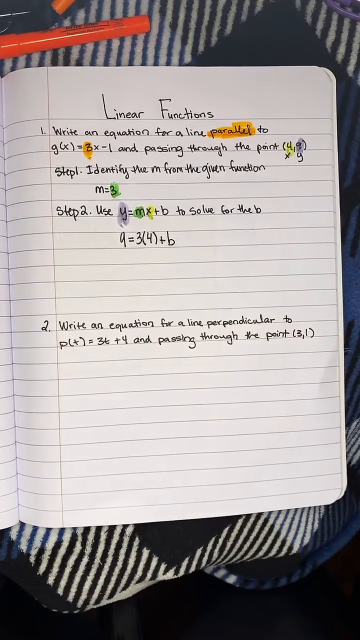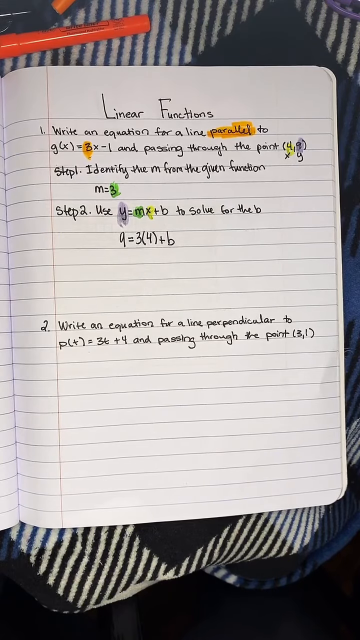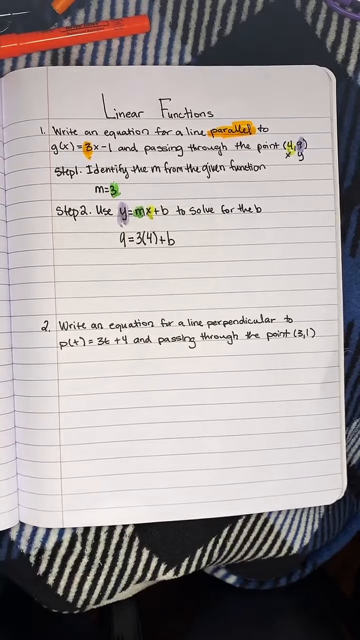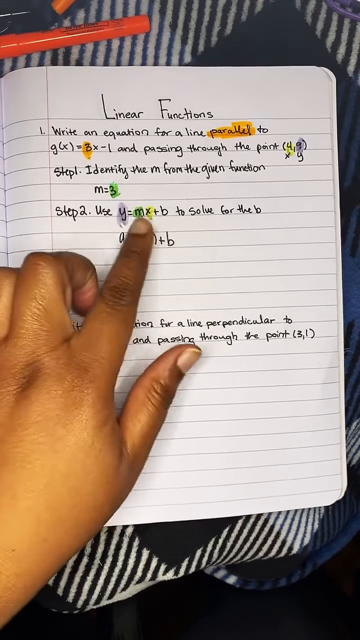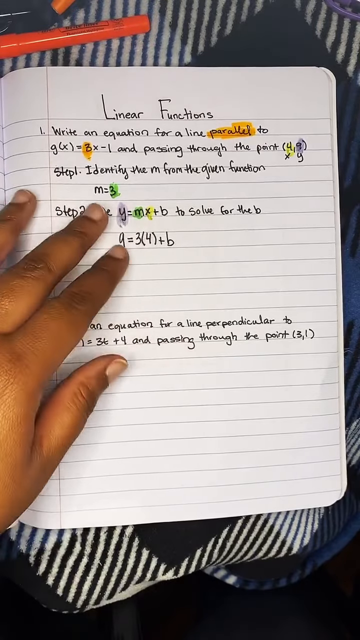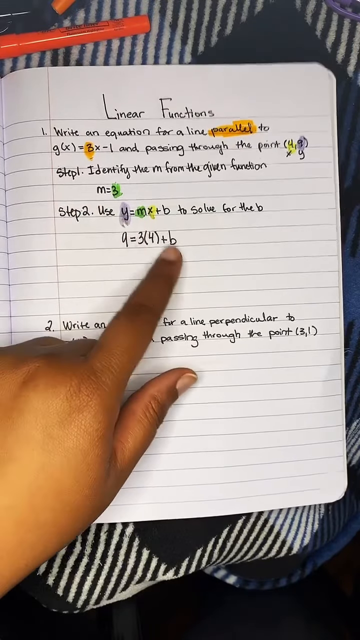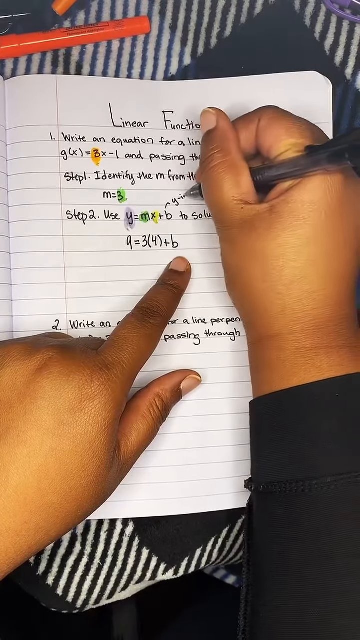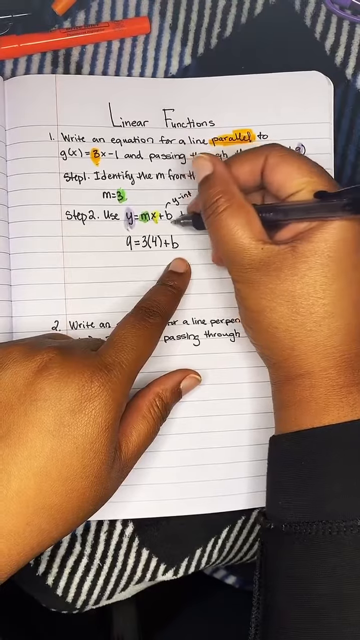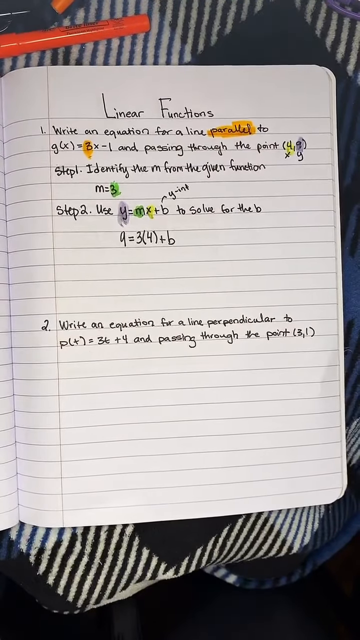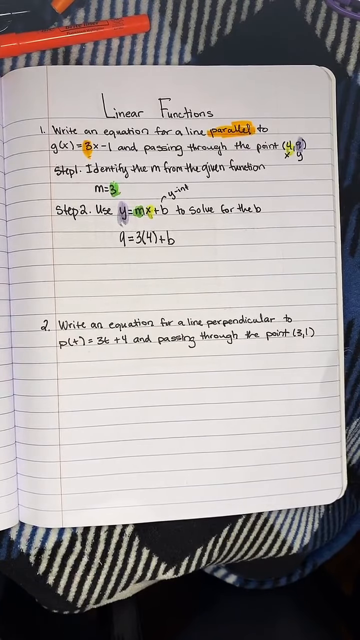Okay, let me slow down. Some people said they thought it was y equals mx plus c. I've always learned it as b, and I'm in the United States, so some other countries might be using different letters, but what b stands for is the y-intercept. So if you learned it as c, as long as it's for the y-intercept, it's the same thing.